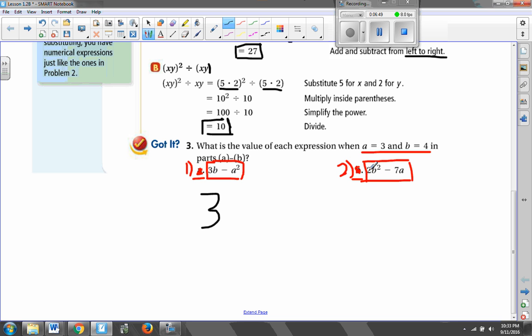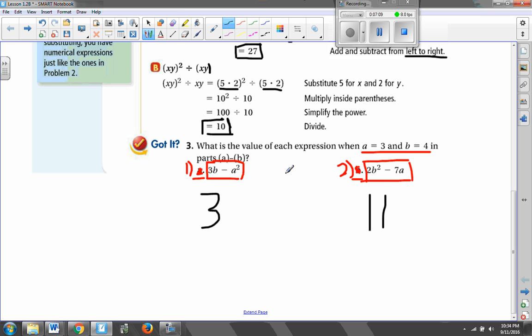Number 2, we have 2 times 4 squared minus 7 times A. So 4 squared is what we have to do first, which is 16. 2 times 16 is 32. 7 times A, which is 3. 7 times 3 is 21. So 32 minus 21, we should have 11 there for number 2.